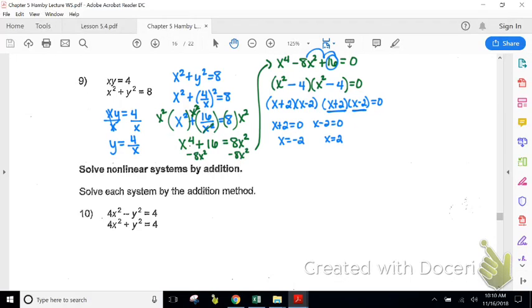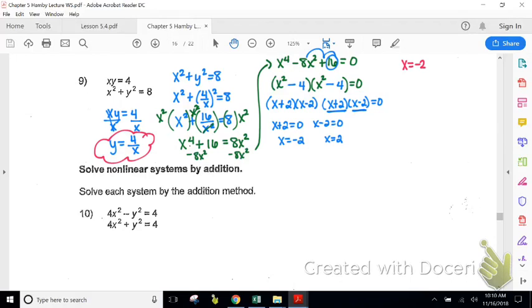Now they both have multiplicity of 2, but I don't need that for this. That's the zeros, right, when we're looking for them. So I have two different x values, and I need to find y values that go with it. Now remember, we solved for y. We said that y was equal to 4 over x, didn't we?